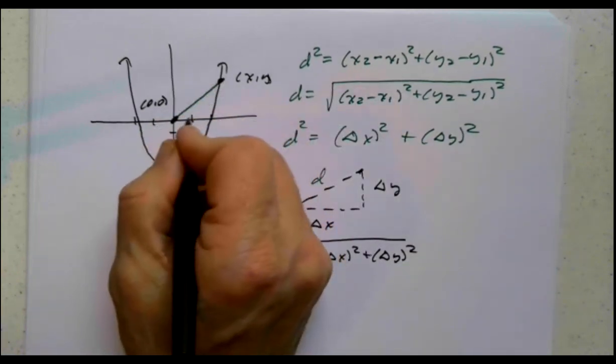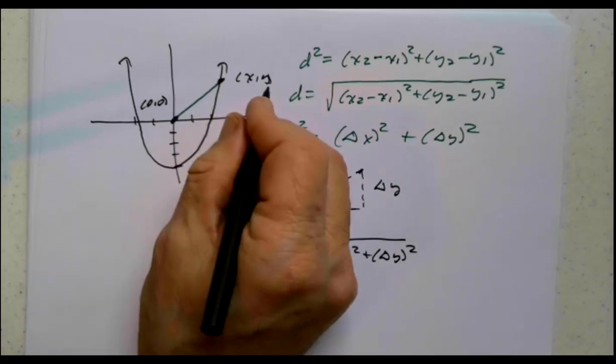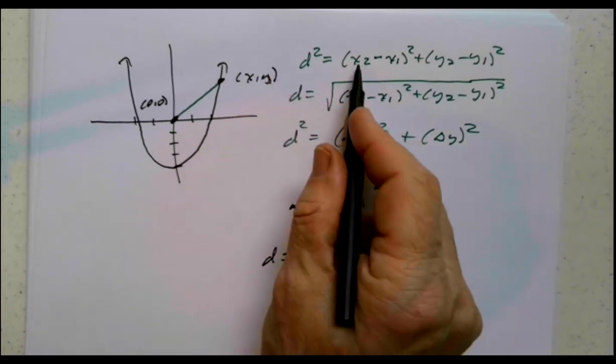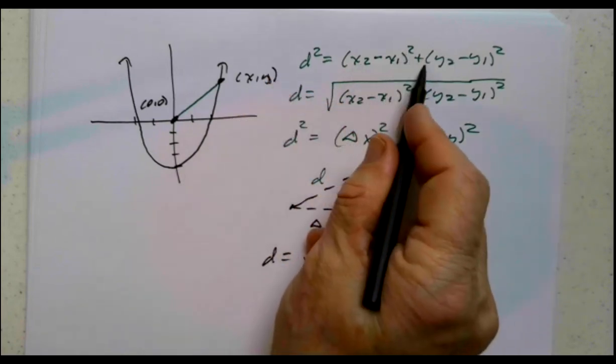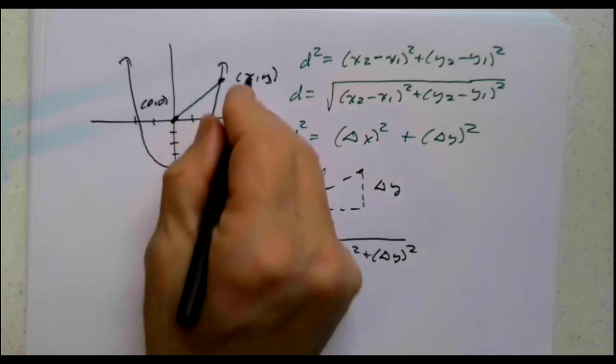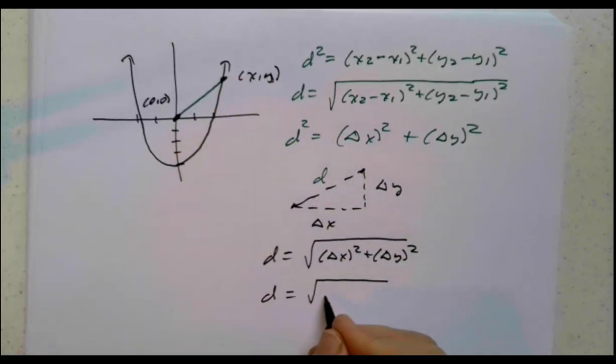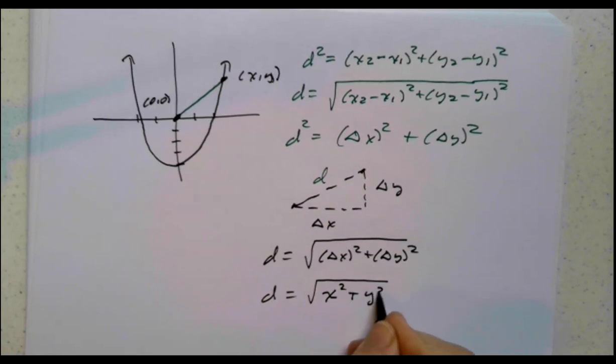So if we're looking at this picture, from 0 to x, the change in x is just x. From 0 to y, the change in y is just y, or if you like, x minus 0 squared plus y minus 0 squared. So what I get for my distance formula, from 0, 0 to x, y, from 0 to x, change in x is just x, or x minus 0 is x. From 0 to y, or y minus 0 is just y. So we get this formula. We get the distance is the square root of x squared plus y squared.